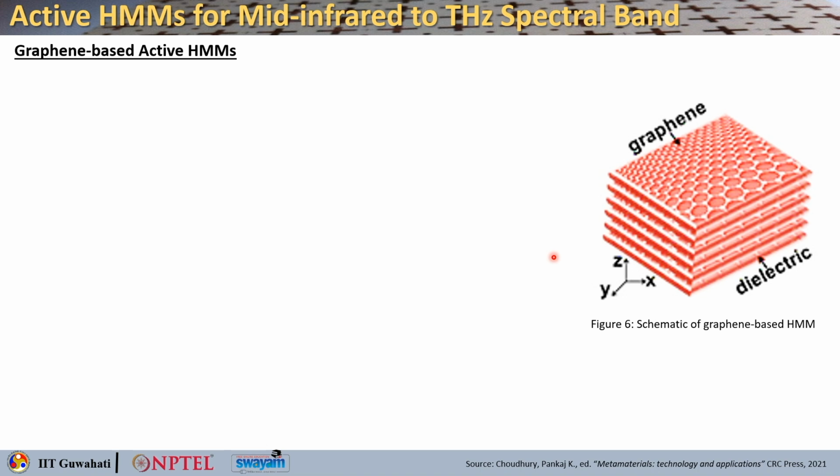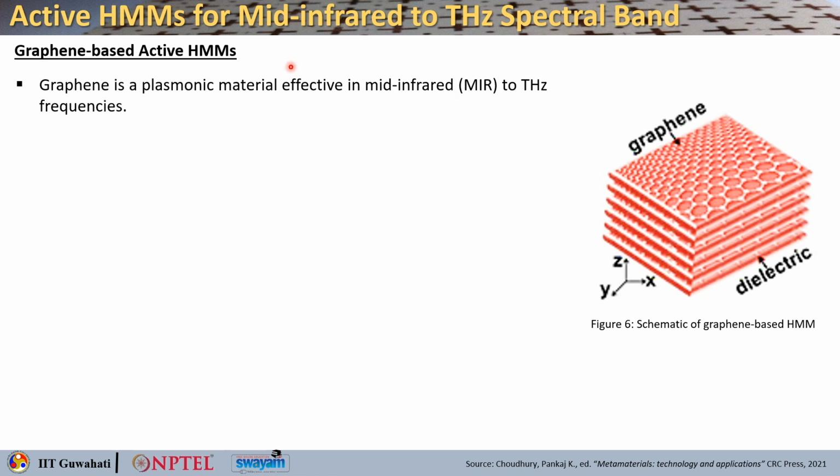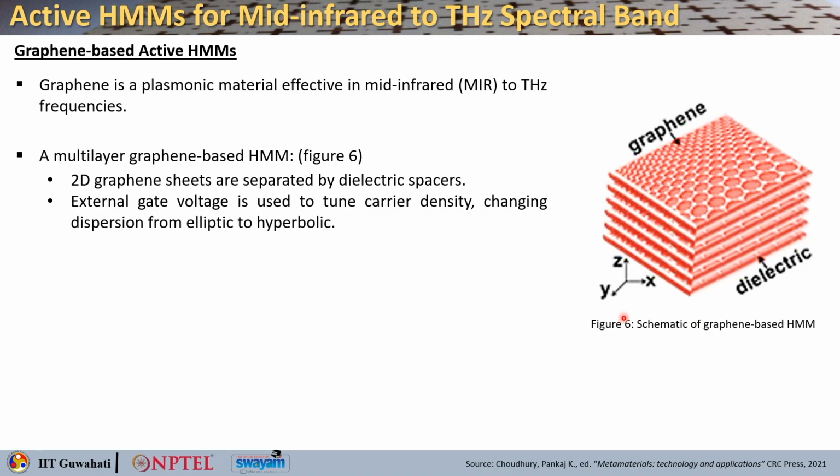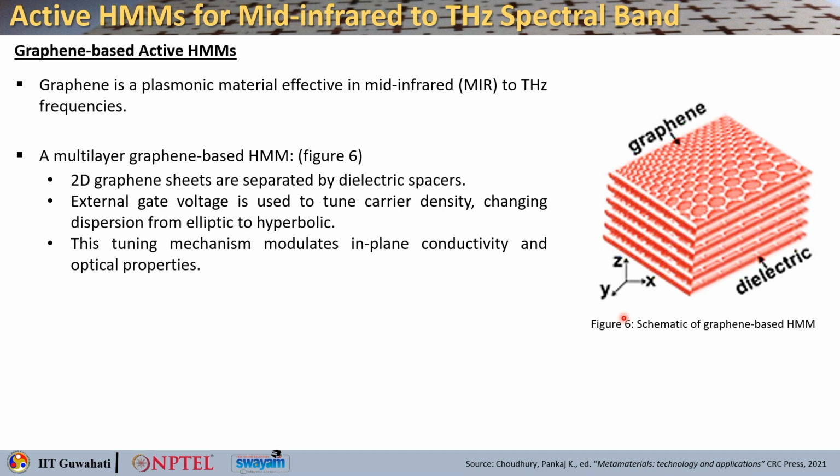Now we will move on to the next discussion of active hyperbolic metamaterials working in mid-infrared and terahertz spectral bands. So let us first look into graphene based active hyperbolic metamaterials. You all know graphene is a plasmonic material effective in mid-infrared and terahertz frequencies. Here is a multi-layer graphene based HMM structure. You have 2D graphene sheets separated by dielectric spacers, and you can apply an external gate voltage to tune the carrier density, which changes the dispersion from elliptical to hyperbolic.